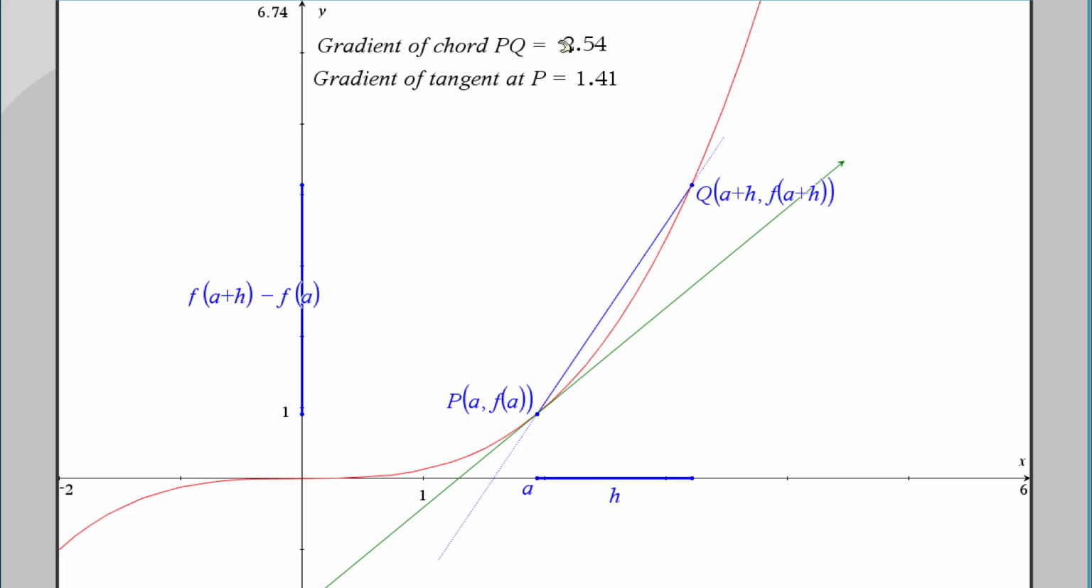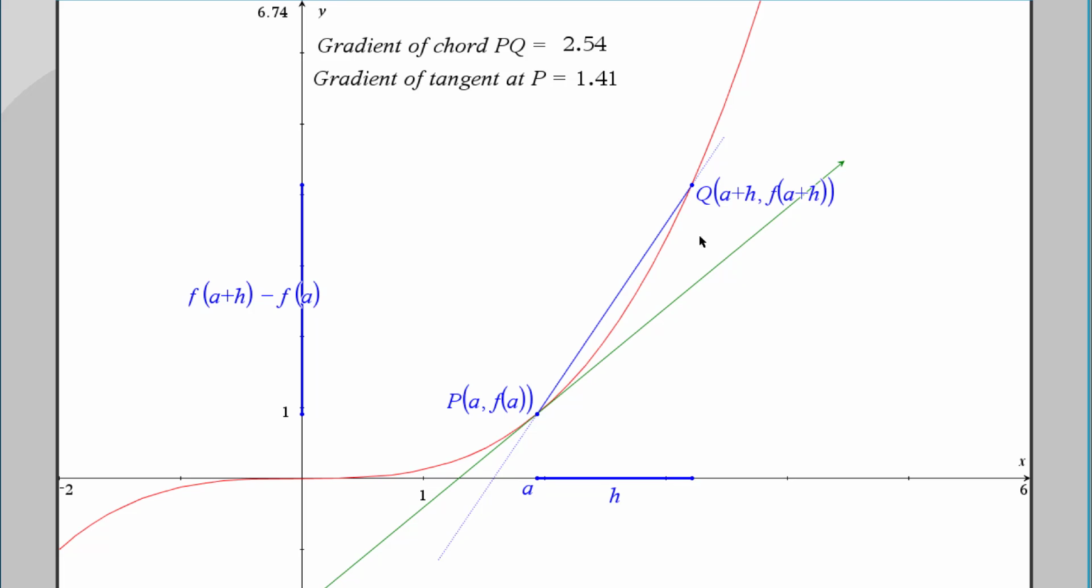So what I've got the program here calculating is the gradient of, now that should say secant rather than chord, but it's calculating the gradient of the secant from P to Q, so the blue line, and it's also calculated the gradient of the tangent at P, okay, which is what we're trying to calculate. So we're trying to use the blue gradient to calculate this gradient, which should be 1.41.